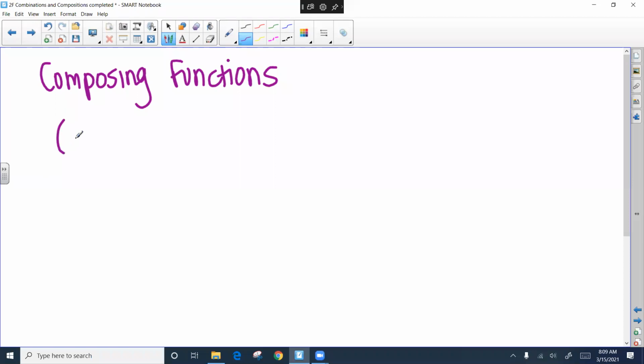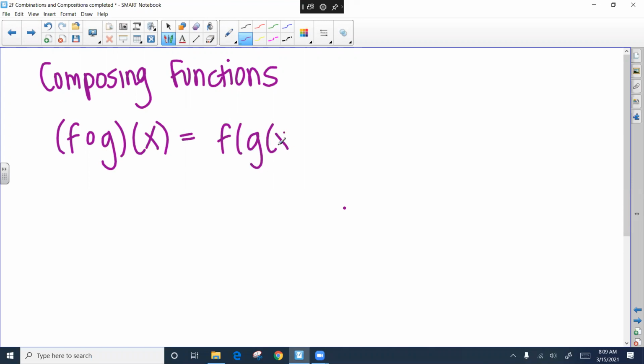So with composing functions, hopefully you remember from before break, we have this little open circle like this. The way we say this is f of g of x. What this means, we can rewrite it like this, f, and then in parentheses, g of x. And so you might remember what that means. Here, the g of x is on the inside. So this means we're going to plug g of x into function f.